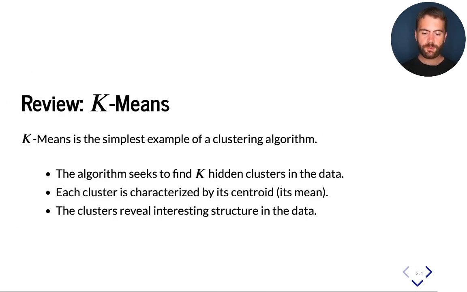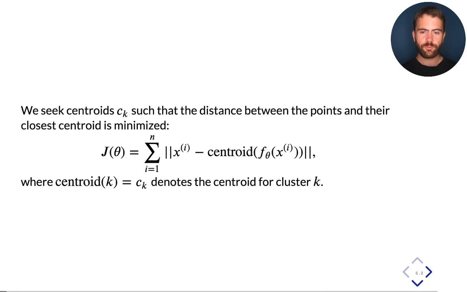The first algorithm that we have seen for clustering was k-means. And recall that k-means is a simple algorithm that tries to find k hidden clusters in the data, which are each characterized by their centroid or their mean. It finds these clusters by performing an iterative procedure which minimizes the following objective function. This objective function is simply the sum of the distances between each point to its closest cluster, to the centroid or the average, the mean, the center of its closest cluster.